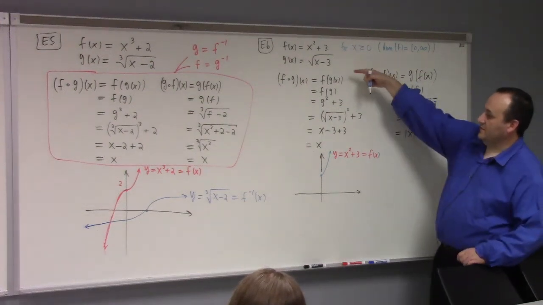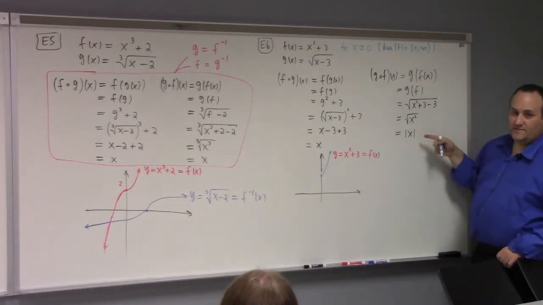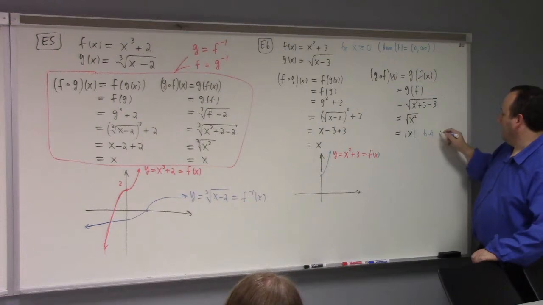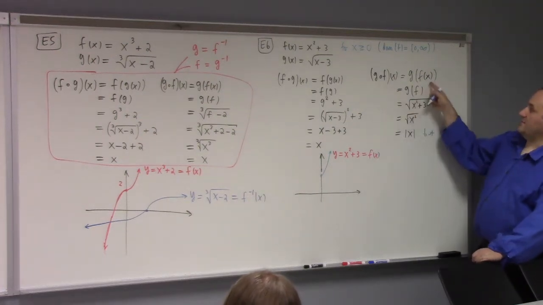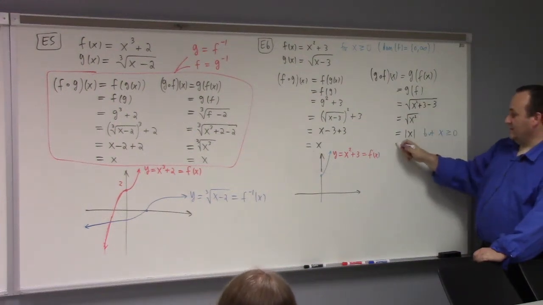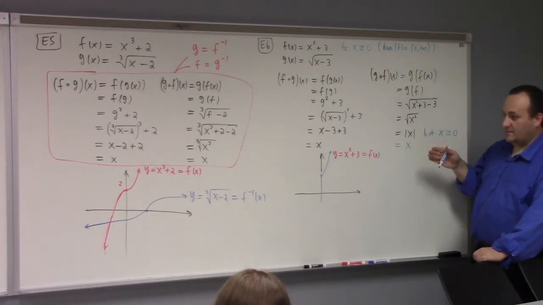And what else? This calculation's fine, and this calculation's also fine. But there's an extra step. x is greater than or equal to 0 by assumption, because we look at x in the domain of f for this calculation. So at the last step, hooray, x, which shows that f and g are inverse functions.